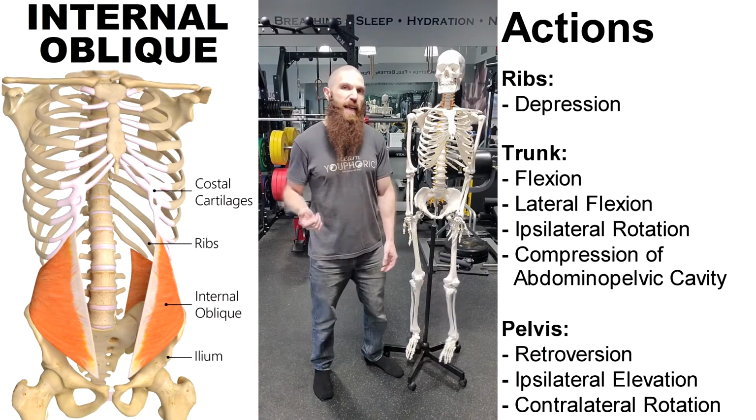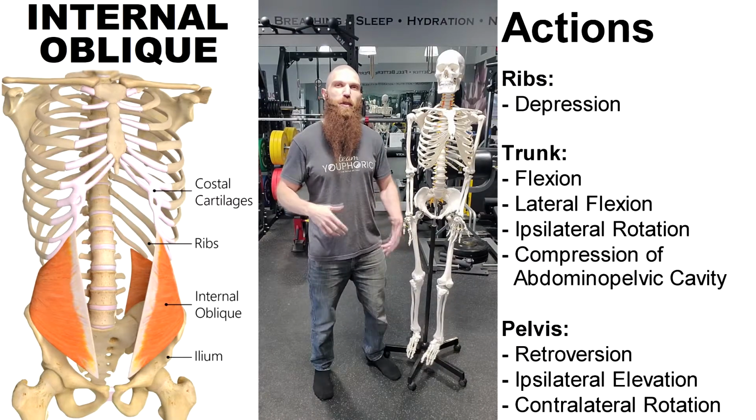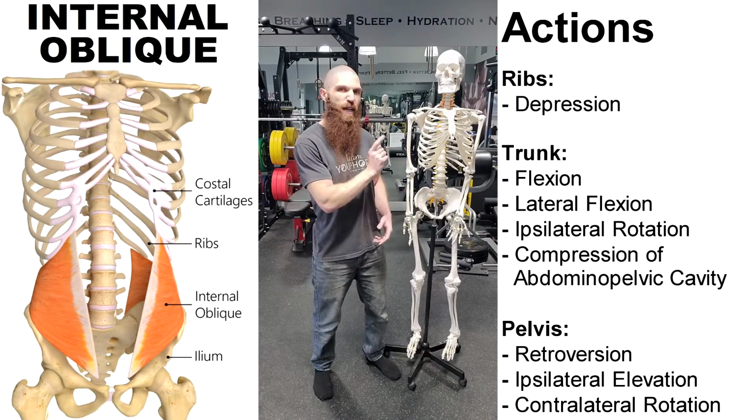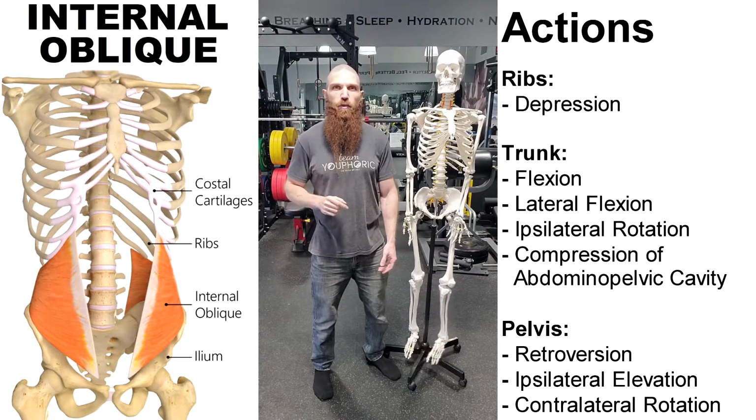At the ribs, its main action is going to be depression of the rib cage. At the trunk, when they contract bilaterally, they're going to be responsible for flexion of the trunk. When they contract unilaterally, they're going to be responsible for lateral flexion of the trunk and ipsilateral rotation, so rotation to the same side.